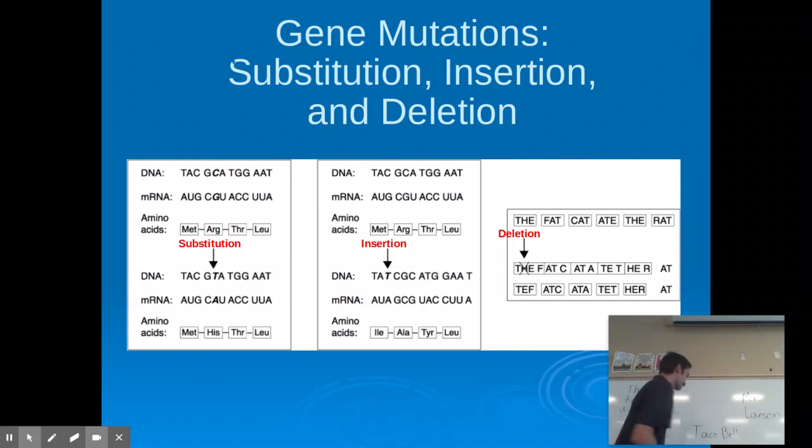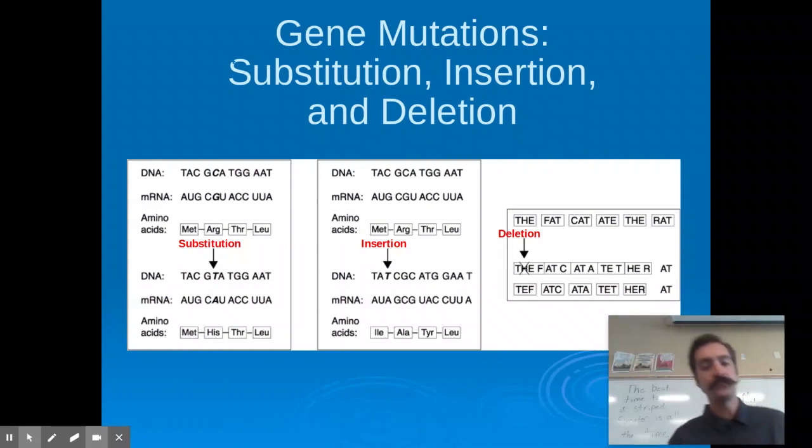Now, insertion. Let's go back to our idea of Taco Bell. Now, let's say instead of it being Taco Bell, we have an insertion where we actually add a T here. Now it's called Tacto Bell. That doesn't make any sense when you read it, and it causes problems along the line as it's read. And you also have the deletion, which is the one that I mentioned earlier. So each of these represents a different type of gene mutation.